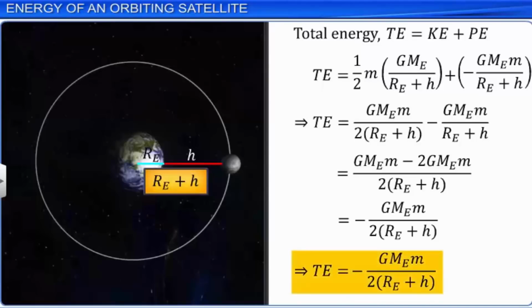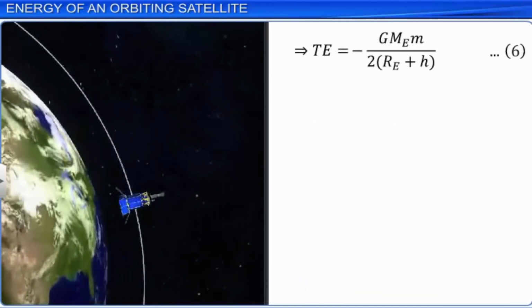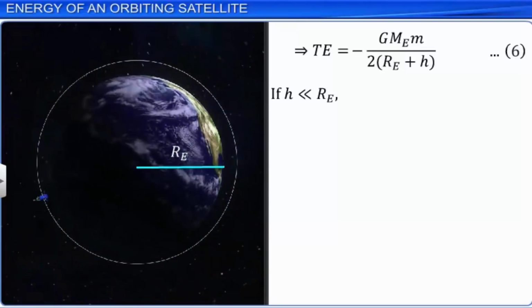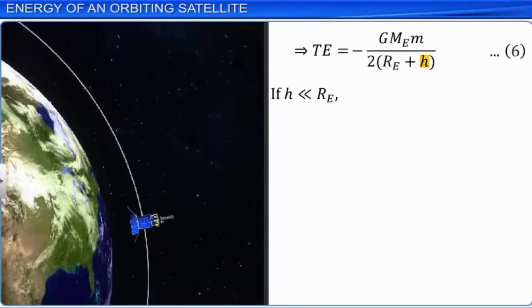Now, let's see what happens if the orbit of a given satellite is close to the surface of the Earth. In this case, the height h of the satellite becomes negligible when compared to the radius of the Earth. Thus, h in equation 6 can be neglected, and you get the expression for total energy of an orbiting satellite as TE is equal to minus G M_E m divided by 2R_E. Let this be equation 7.